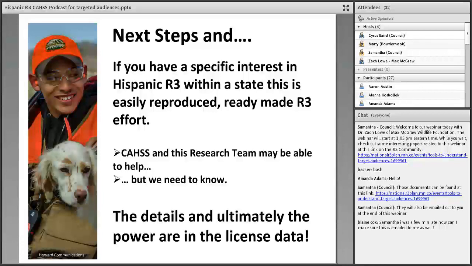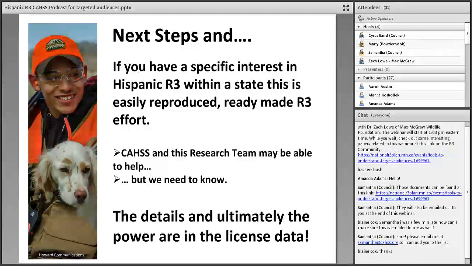So, next steps. As Samantha and I talked about this, we looked at this study and said, okay, here's some good information. Here's a good example of a case study applied to the adoption model that has applications to the R3 community. So what are the possible next steps? If you have a specific interest in Hispanic recruitment, retention, reactivation within your state or region, the study we did is easily reproduced and ready-made for the R3 effort. You could apply those same methodologies, and very quickly figure out if you had a database robust enough to do this, if you have the needed people to do it, and we could give you a very good estimate in short order of what it takes.